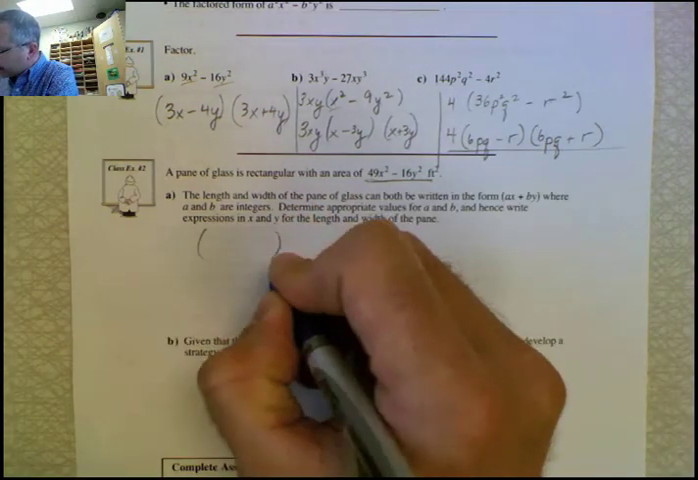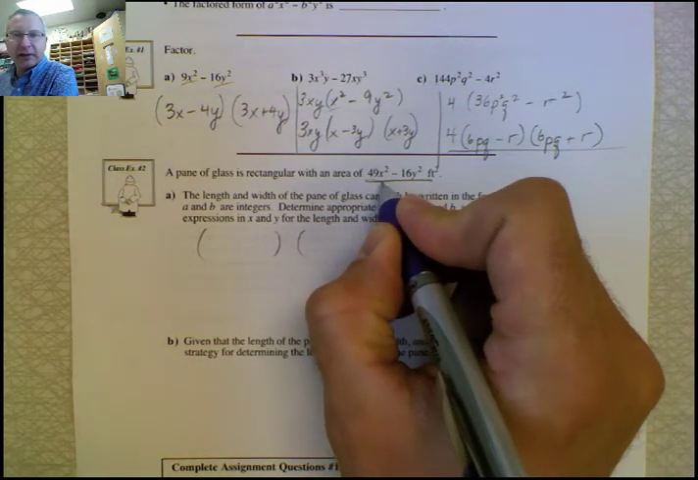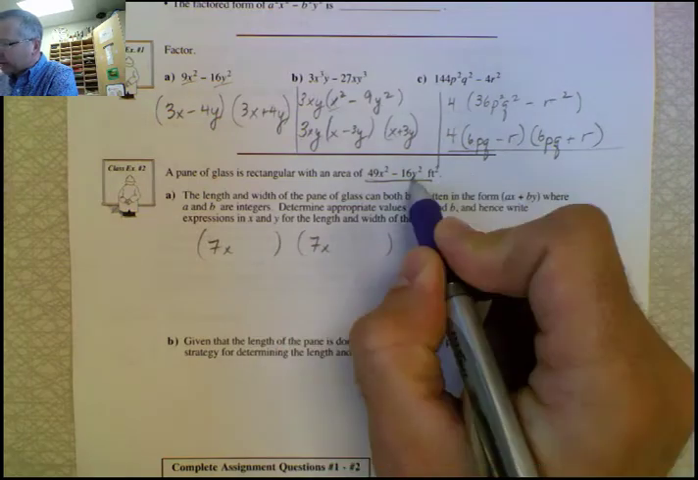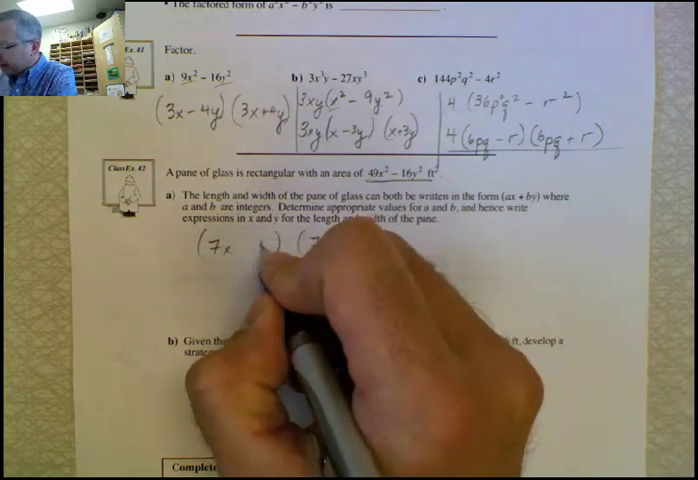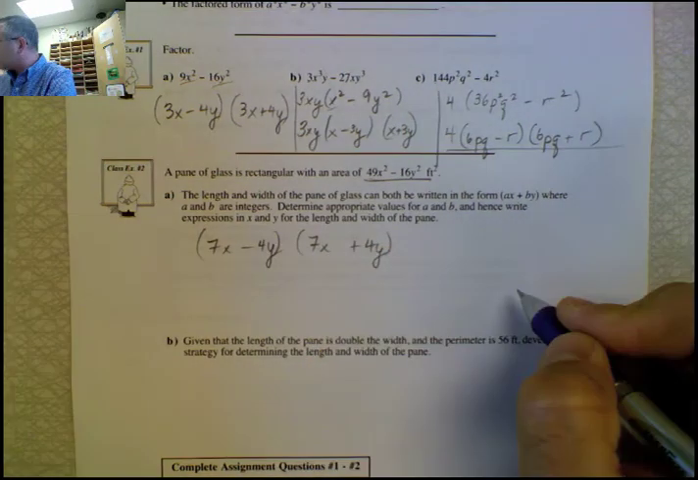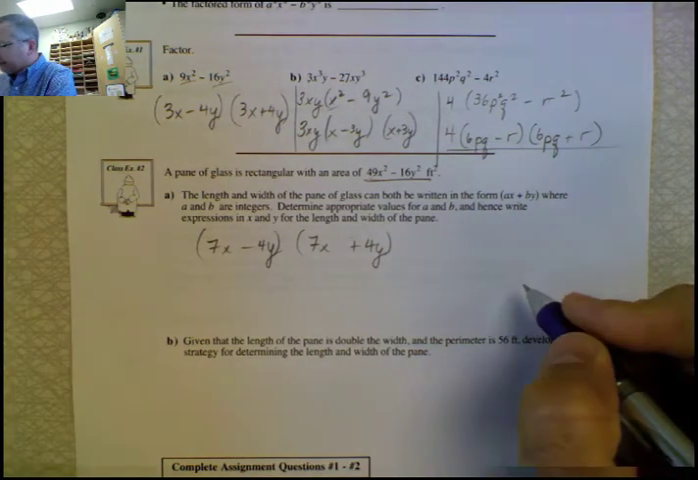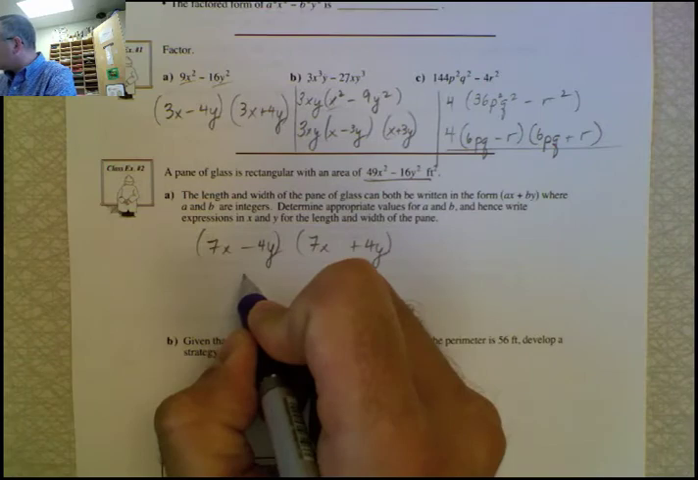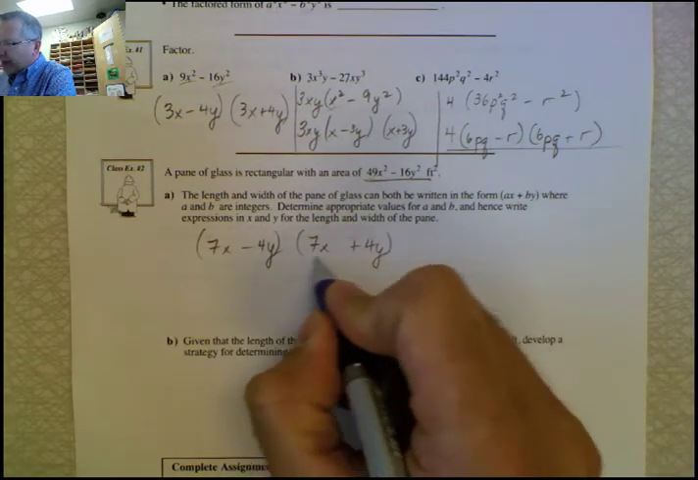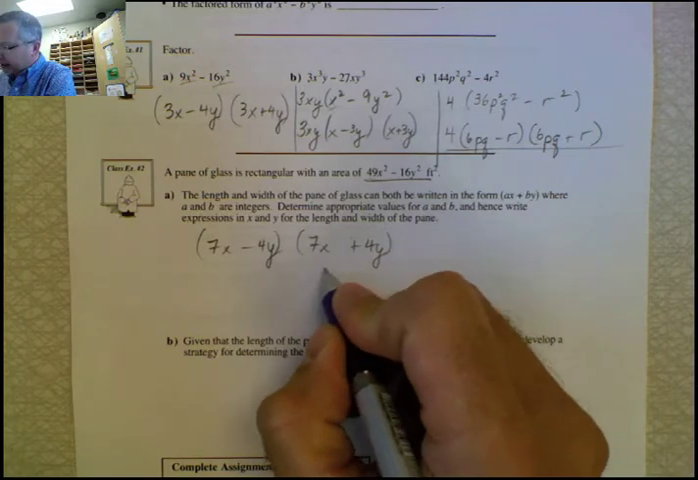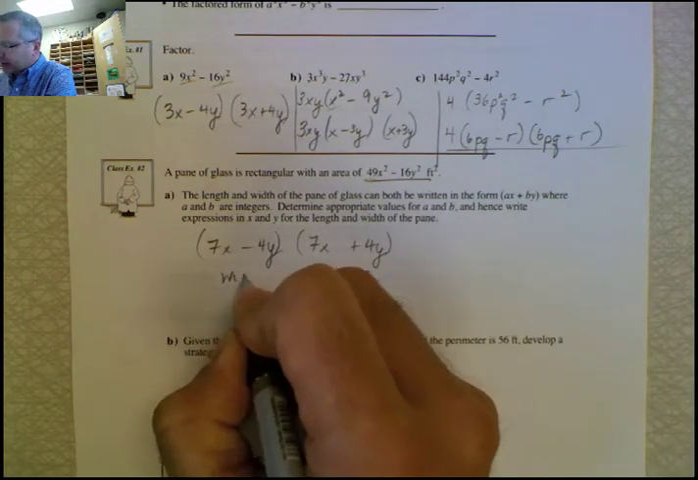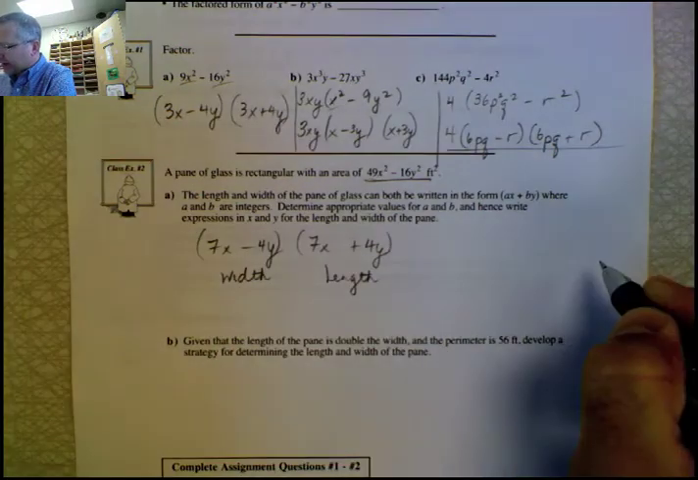So if we do that, the square root of 49x squared is 7x, and the square root of 16y squared is 4y. One of them is negative and one of them is positive. In this case, one of these is the length and one of these is the width. The bigger of these two is the one that's being added here. So 7x plus 4y is our length and our width is 7x minus 4y.